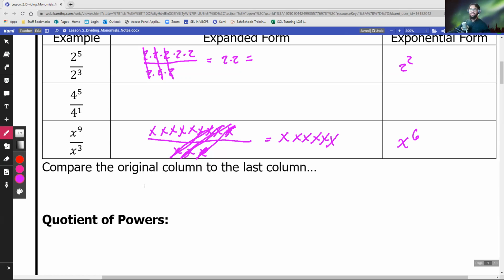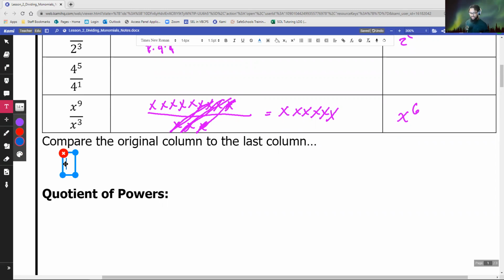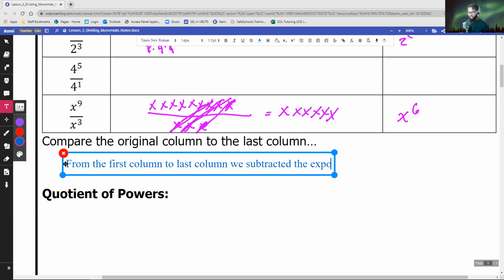They look very different. In our first column, we see some division happening. We see a quotient happening, okay? What's happening there is that from the first column to the last column, we ended up subtracting the exponents. And if you didn't notice that, go back and look at it.